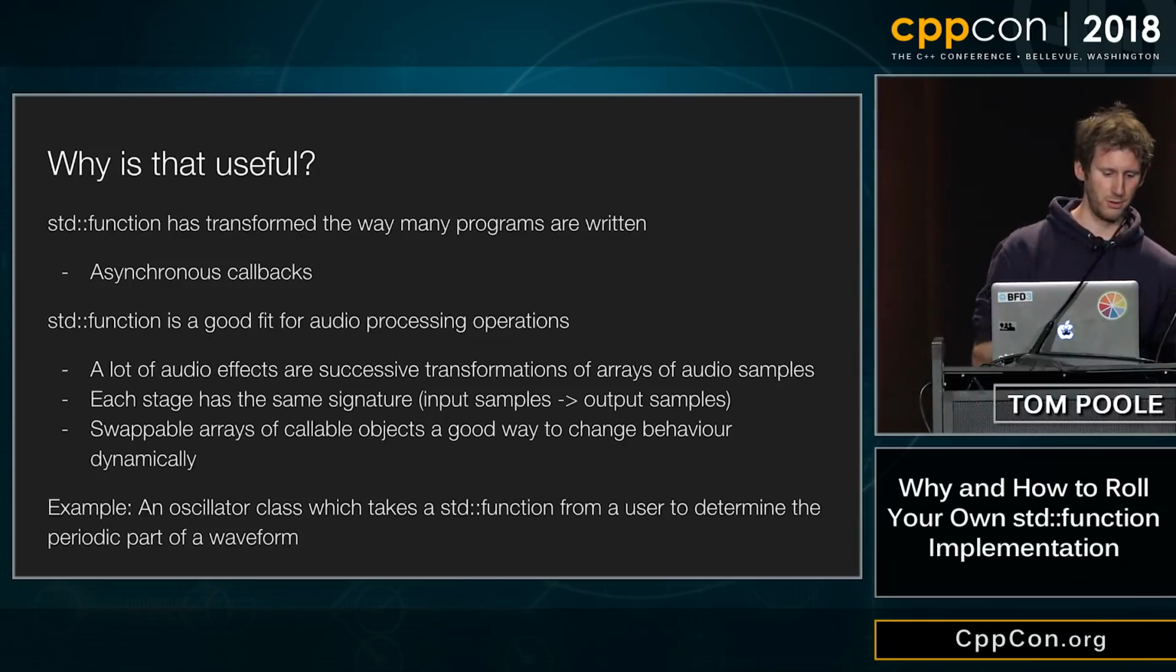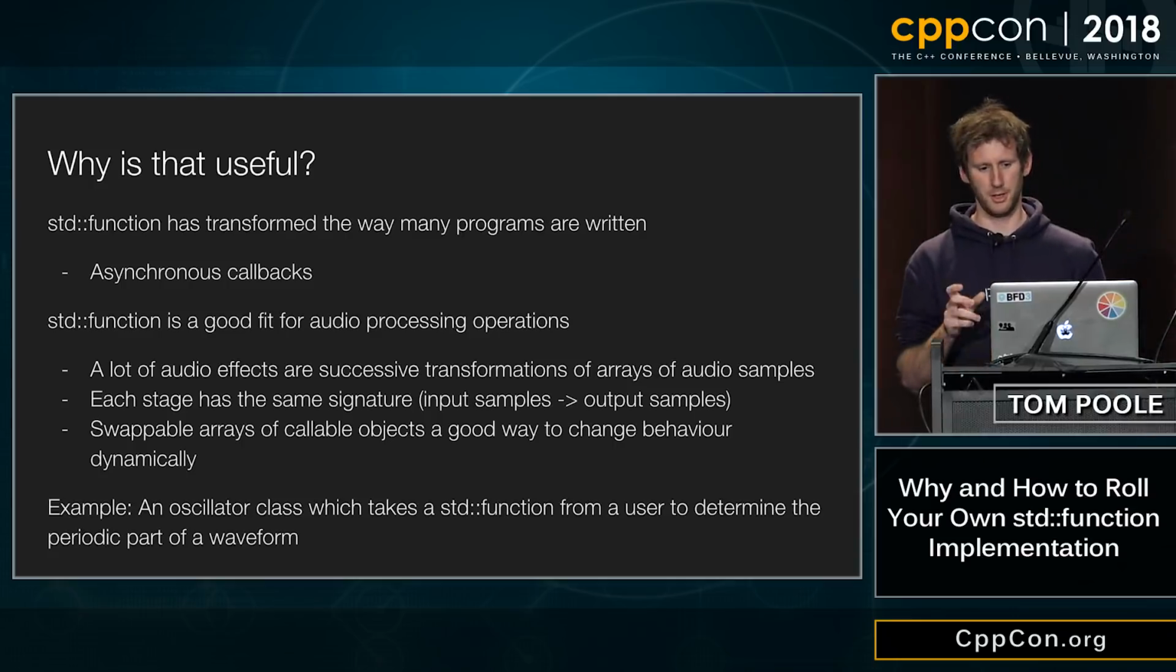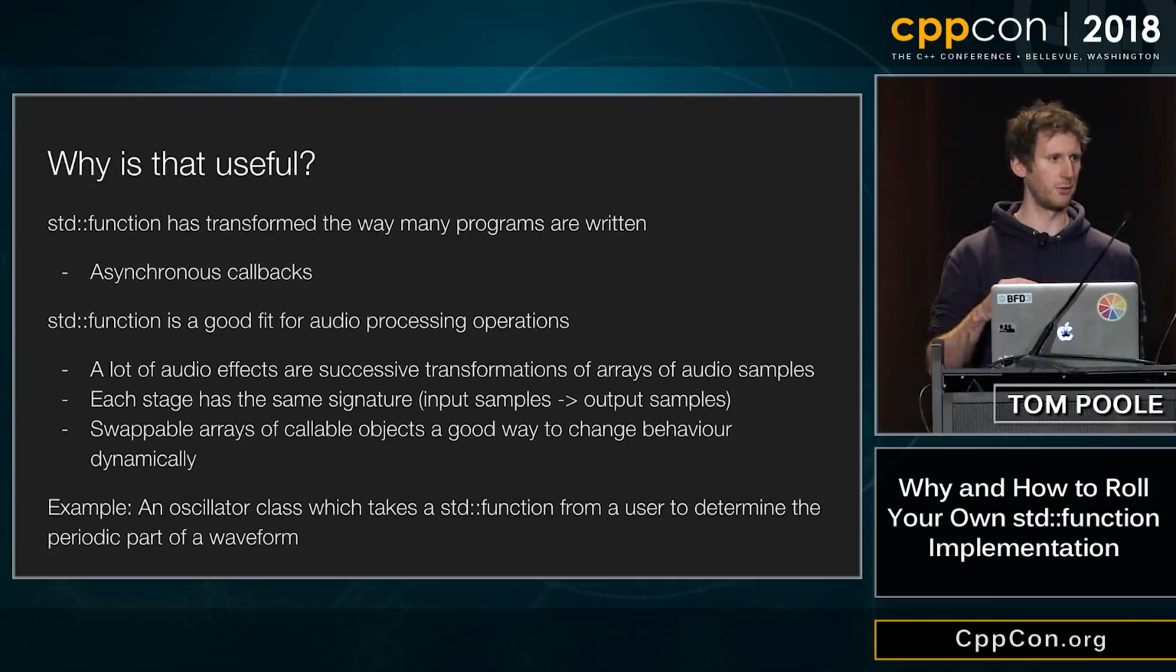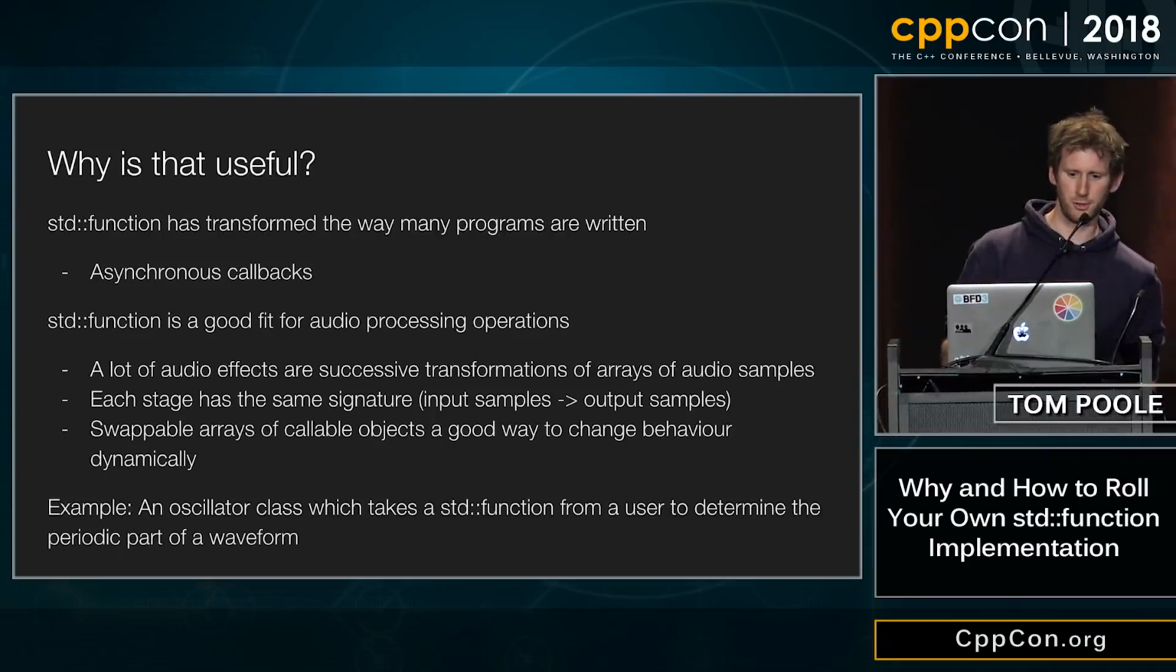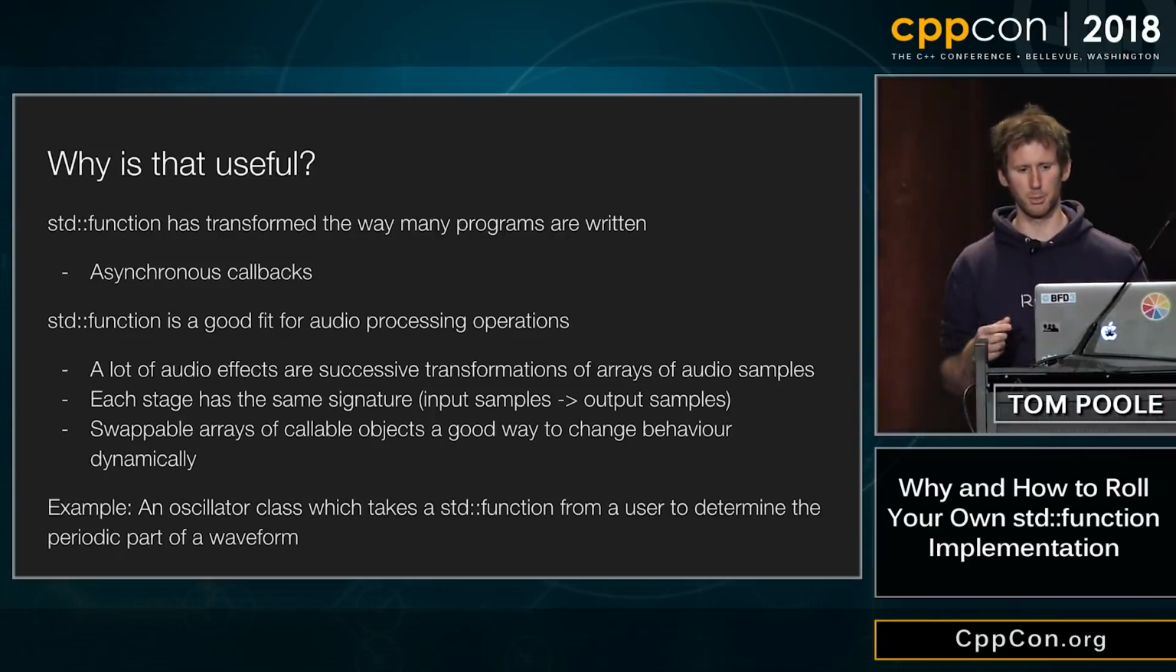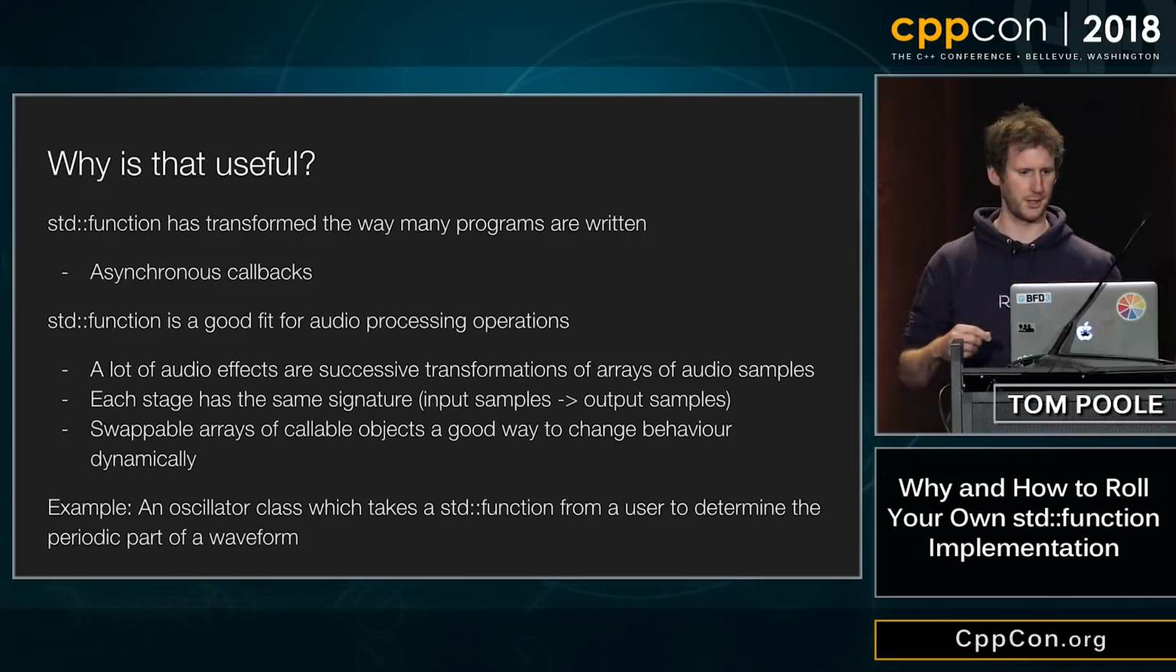With std function, you can simply put this in the capture list, and everything is much more contained. You don't have these global functions littering your code base, where the only point of them is to get you back where you started from. And std function is also a really good fit for a lot of audio processing operations, which brings us back to why it's useful for JUCE.